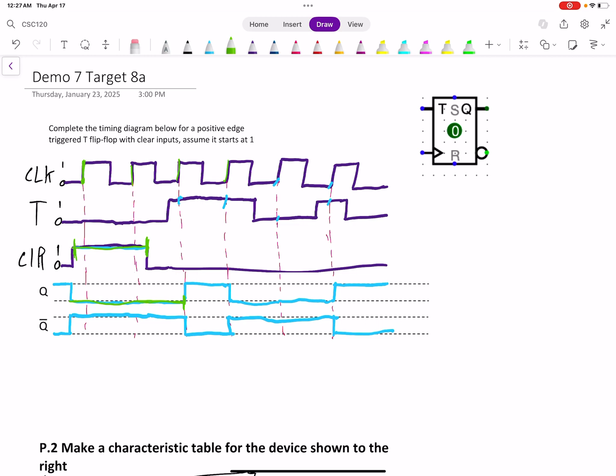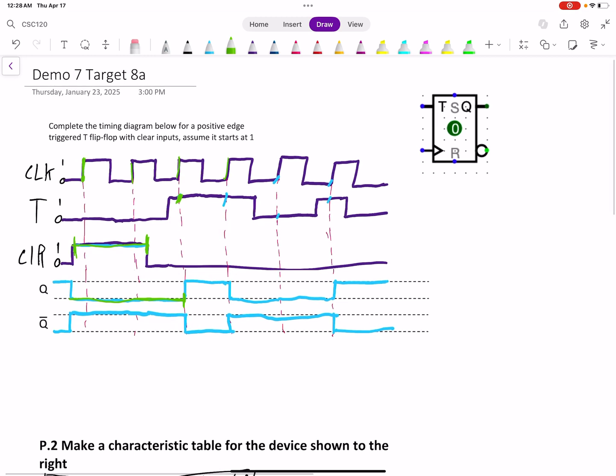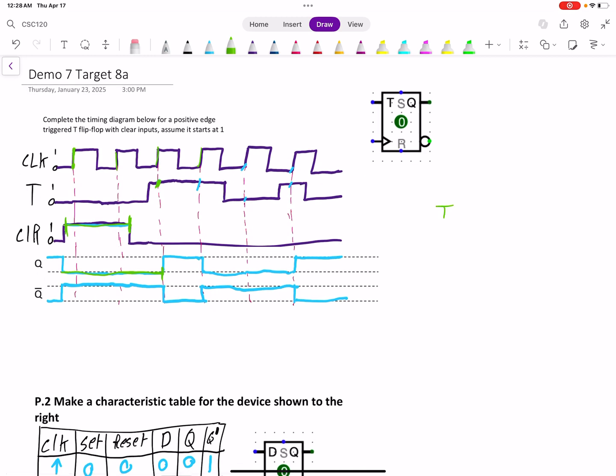And then from there we look at the next value. So T is at 1 and the clock is going up and clear is at 0. So let's make this little table for the T flip-flop. Basically, our output is going to be no change if T is 0, and then it's going to toggle if T is at 1. So since right here it's at 1, it's going to toggle, it's going to go up.